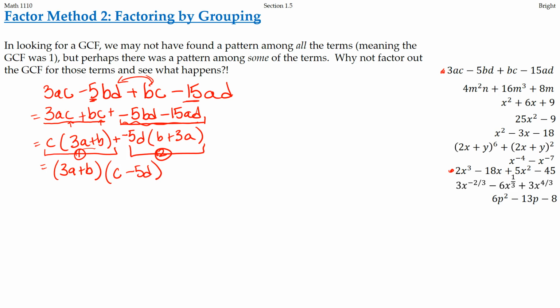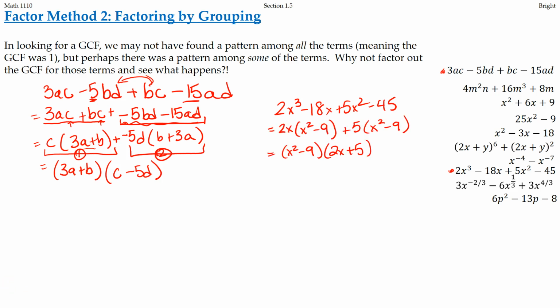Okay, so now what I want you to do is try the second example. Oh, and then we're done with that one, by the way. 2x cubed minus 18x plus 5x squared minus 45. I want you to try this one on your own, and then when you're ready, resume the video and see the solution.